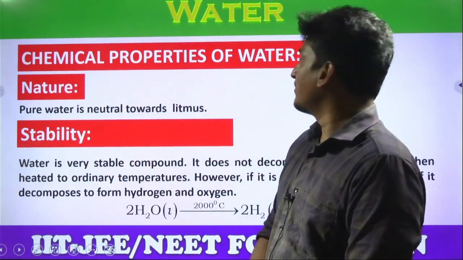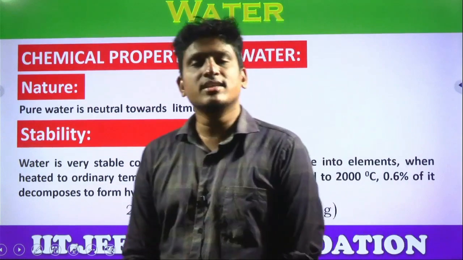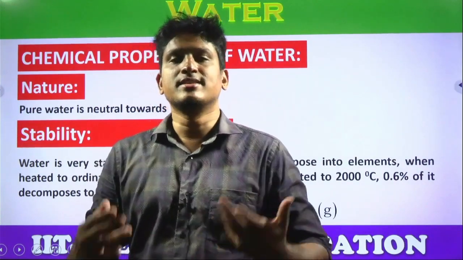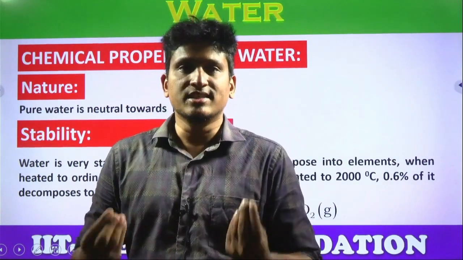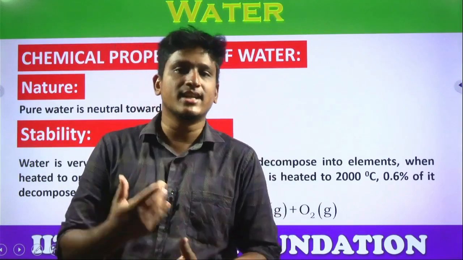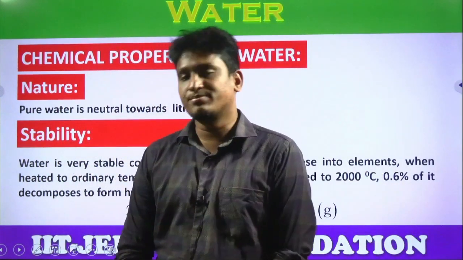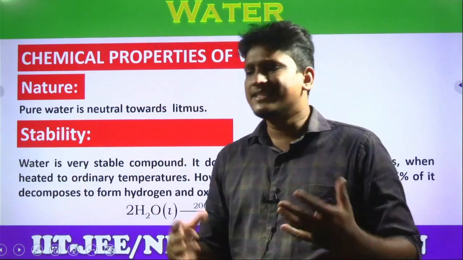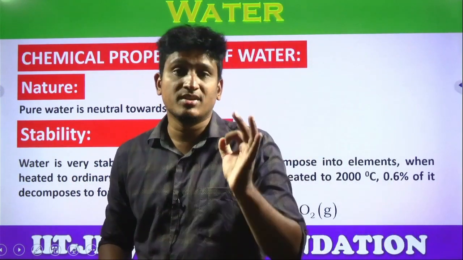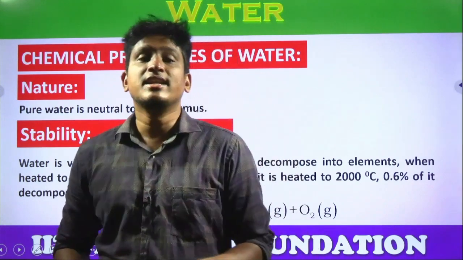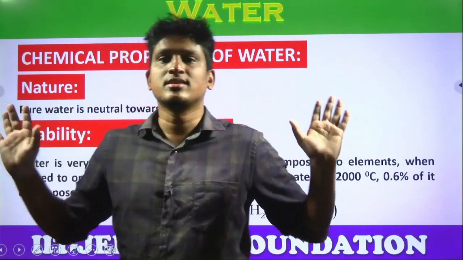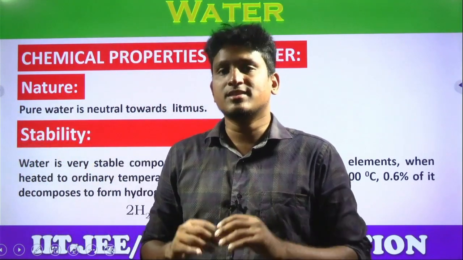So next, chemical properties of water. Nature. What is the nature of water? Nature means whether it is acidic or basic. Water is a neutral substance, students. It is neither acidic nor basic. So pure water is neutral towards litmus paper. Stability: is it a stable molecule? Water is a stable molecule. And one more thing, there is no 100% stable molecule, students.